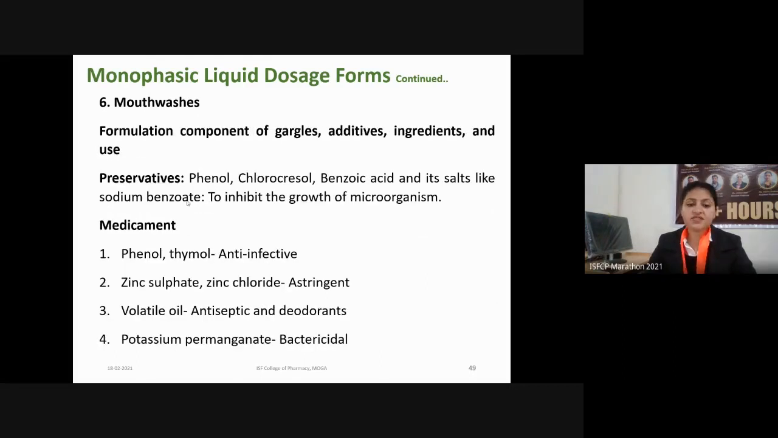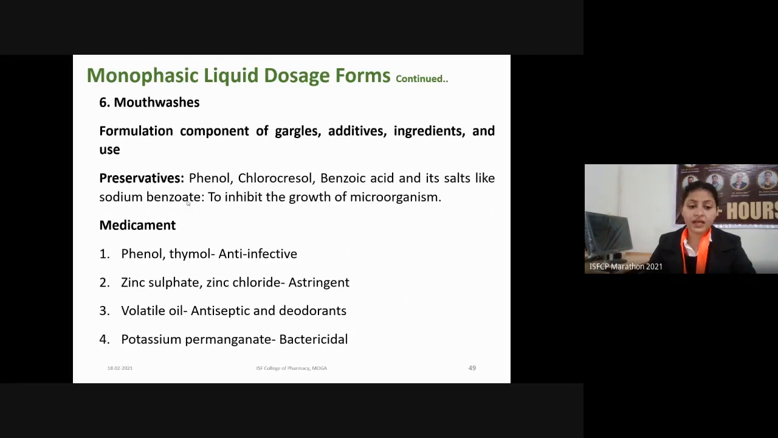Preservatives are also added in mouthwashes. The examples of the preservatives that we use are phenol, benzoic acid, and its salts, like sodium benzoate. These preservatives help in inhibiting the bacterial growth.